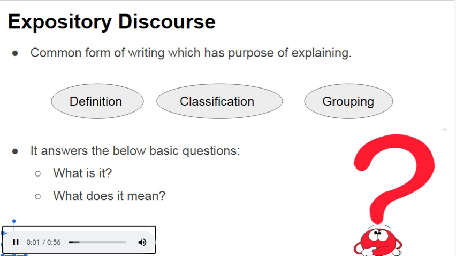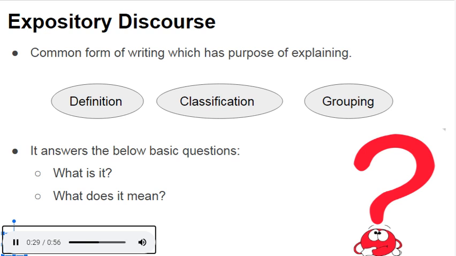The first strategy is expository discourse. Now expository itself means explaining. So in this form of strategy, the writer explains his topic so that it becomes easy for his readers to understand what he is talking about, because as per him, the reader does not have any prior knowledge of this subject. Now this is the most common form of writing.